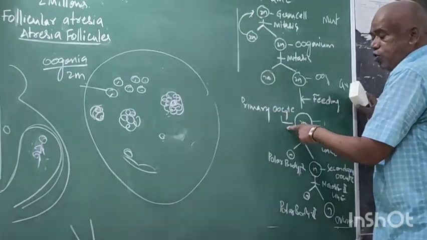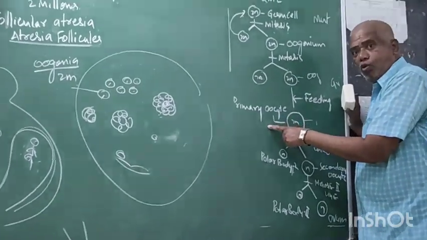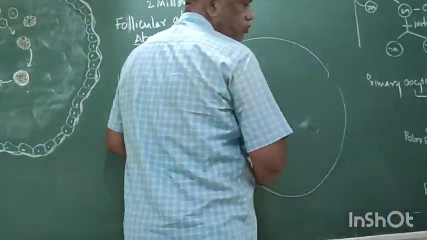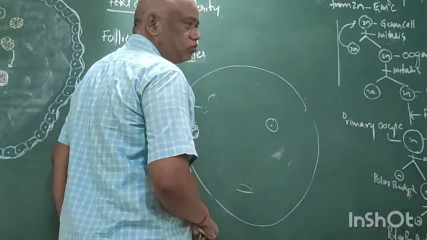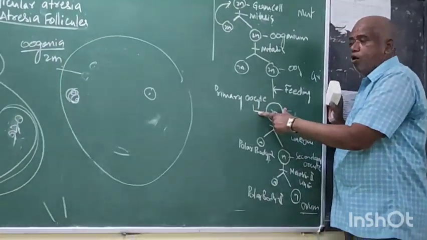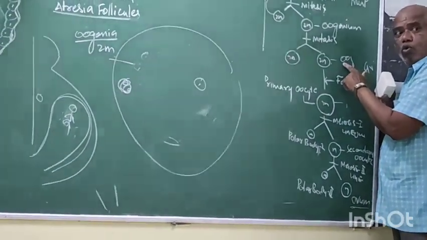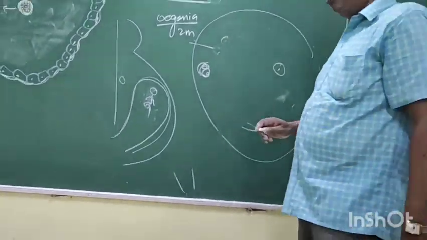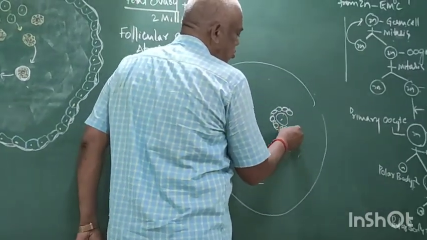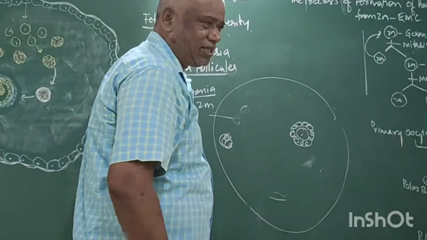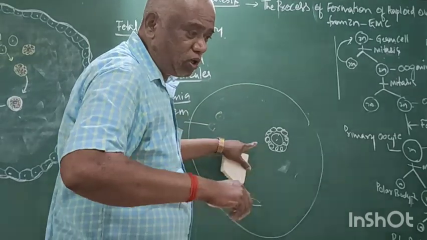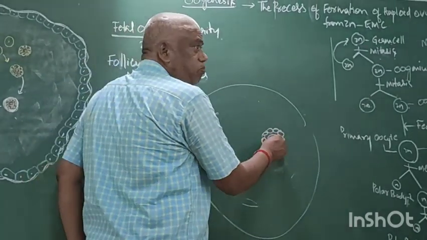Primary oocyte. This is the primary oocyte. Okay. Before the primary oocyte, what is that stage? Oogonia. Now these are other oogonial cells. Some are consumed and they grow inside. This is the central primary oocyte.